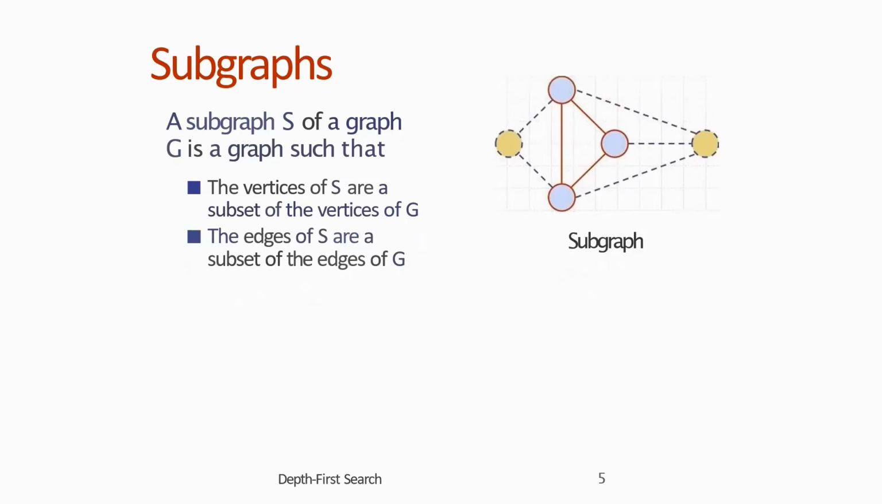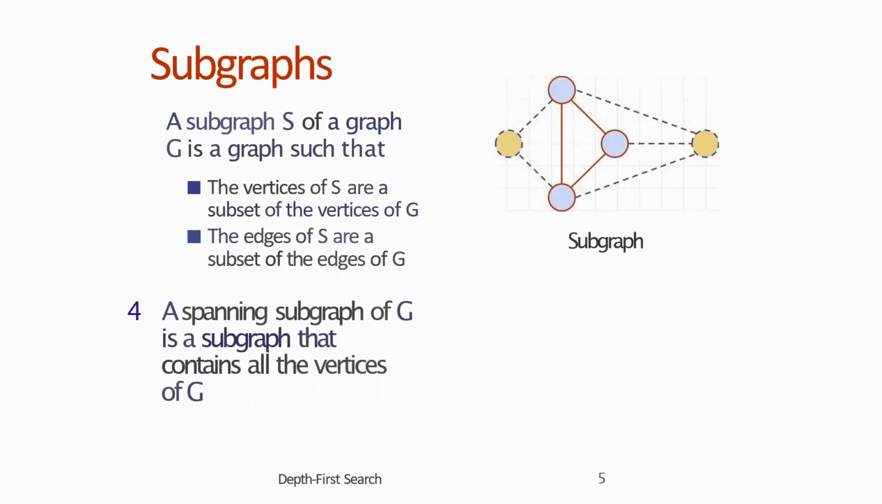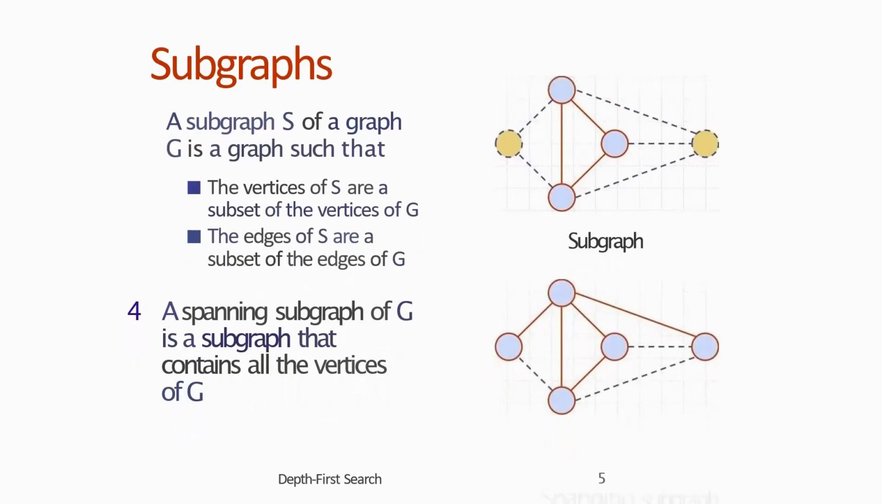For example, if we have a graph representing a city road network, like travel networks or route maps, a subgraph could be just the roads and the intersections in specific neighborhoods, right? So a spanning tree subgraph of G is a subgraph that contains all the vertices of G. Here we have the vertices and here a spanning tree subgraph.